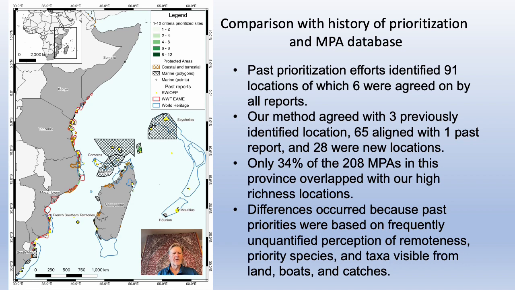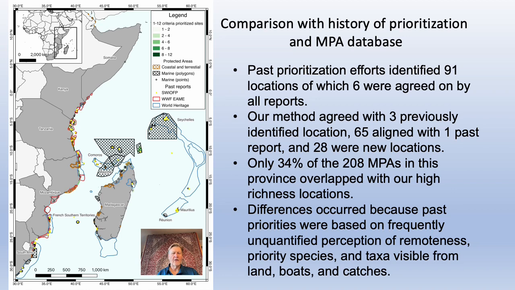Having our region, our province, at different scales, we can now compare it with past prioritization activities. If we pool all of those activities into the same scale that we work with, there are 91 locations that were identified, of which 6 were agreed on by all reports. Our method agreed with 3 previously identified locations, 65 aligned with 1 past report, and 28 are entirely new locations.